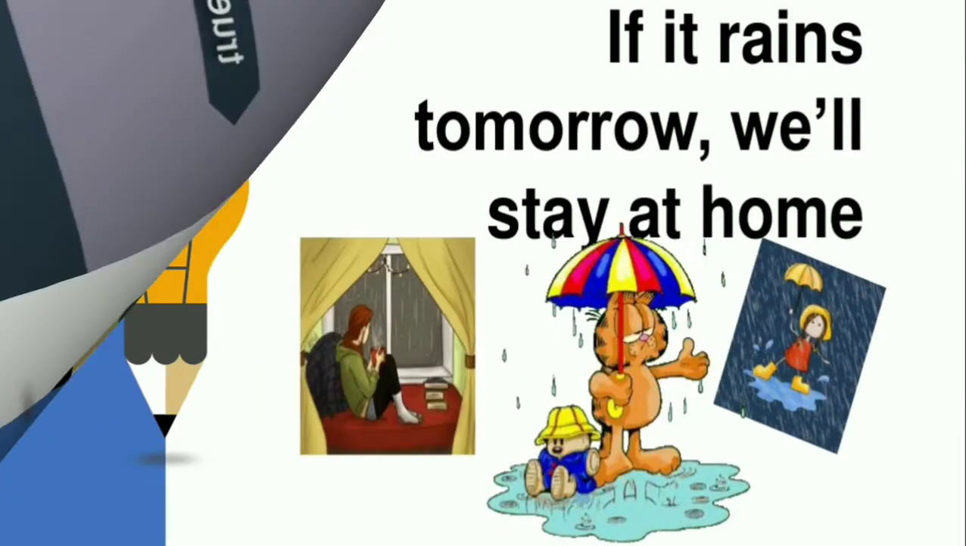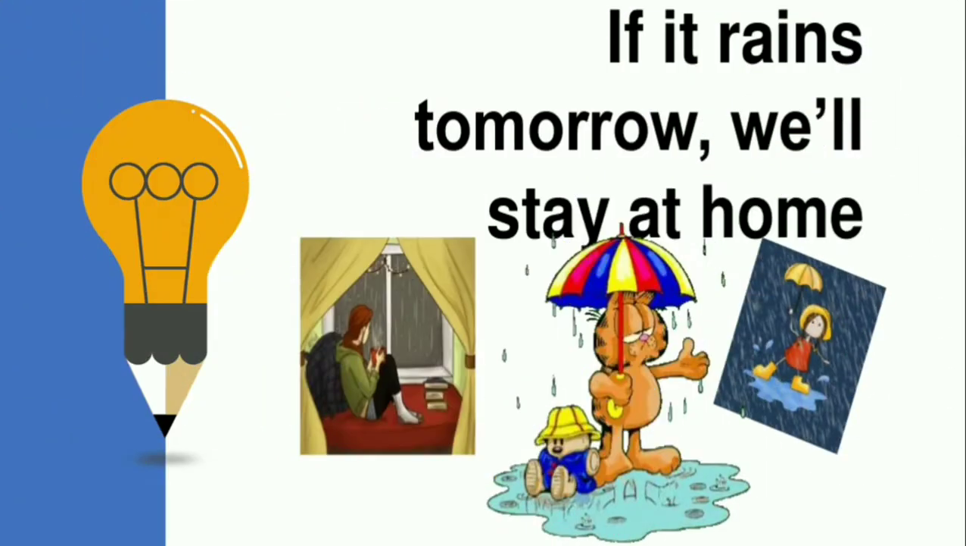Now look at the picture. Here we have a statement: if it rains tomorrow, we will stay at home. Can you identify the condition in this particular statement? Yes, rain is the condition. Only if it rains tomorrow, you can stay at home. So this is the way we frame the condition.